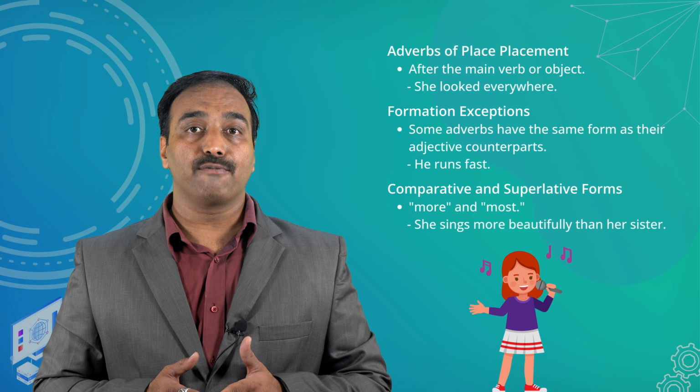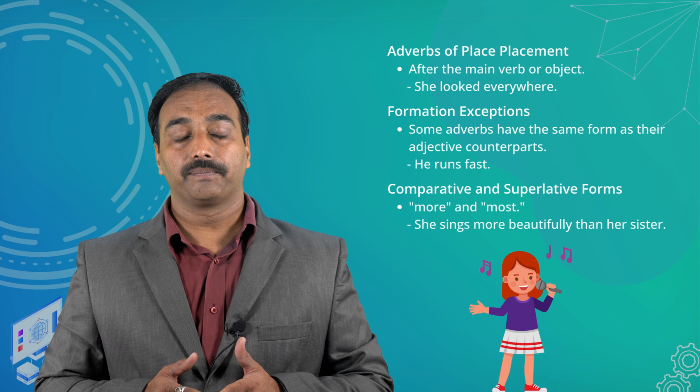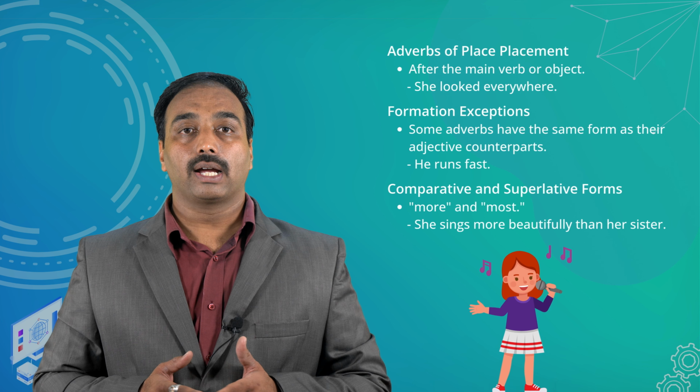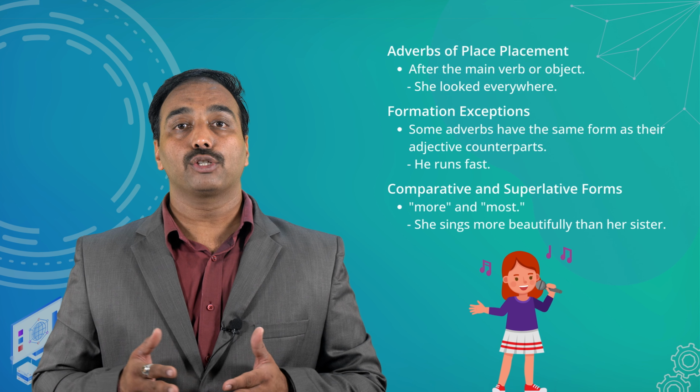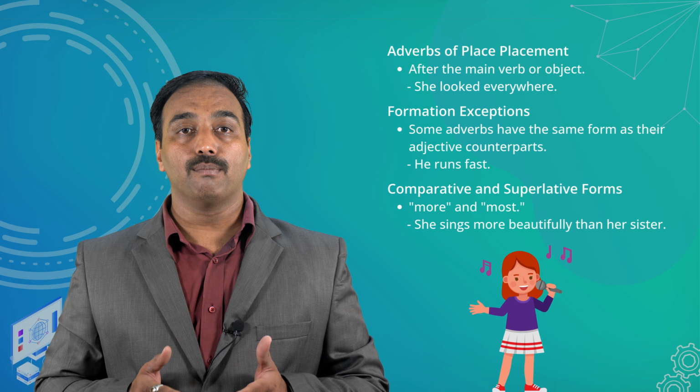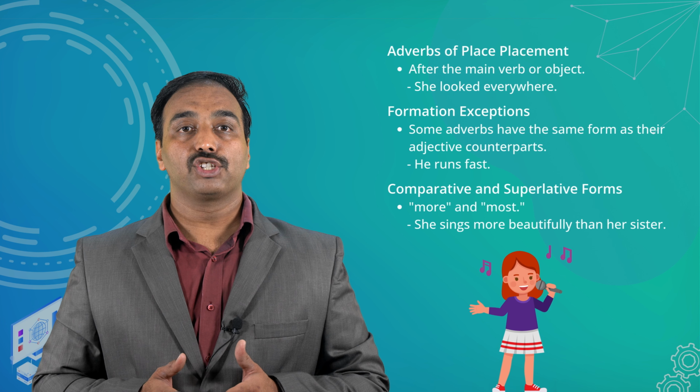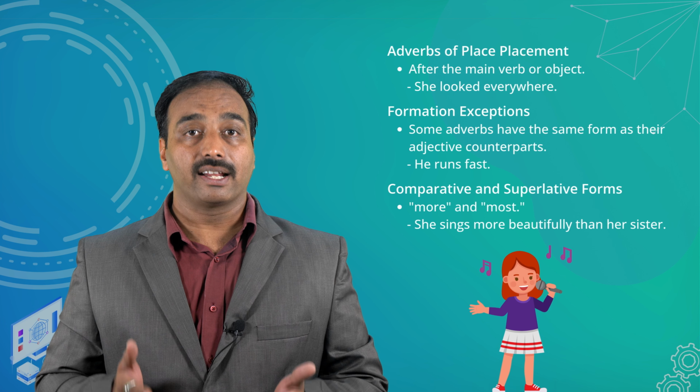Now let us look at some of the exceptions. Some adverbs have the same form as their adjective counterparts. Example: he runs fast. Comparative and superlative forms. Adverbs can have comparative and superlative forms, often using more and most. Example: she sings more beautifully than her sister.